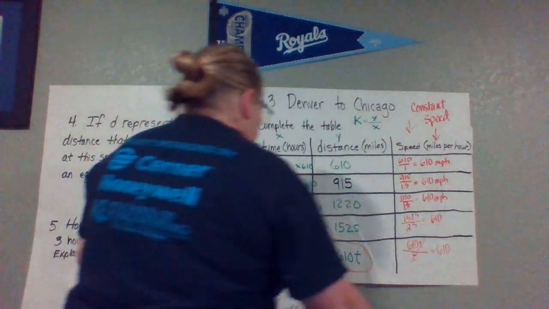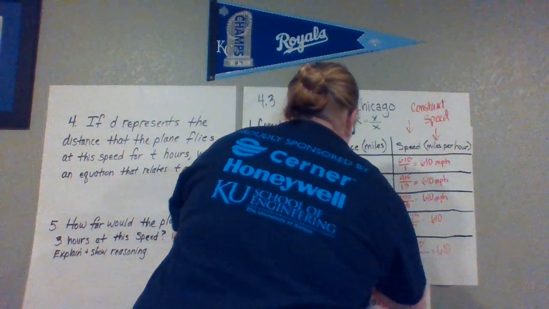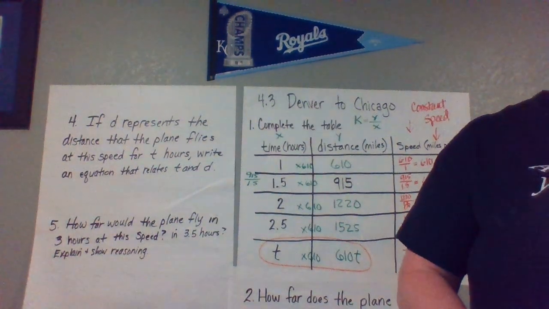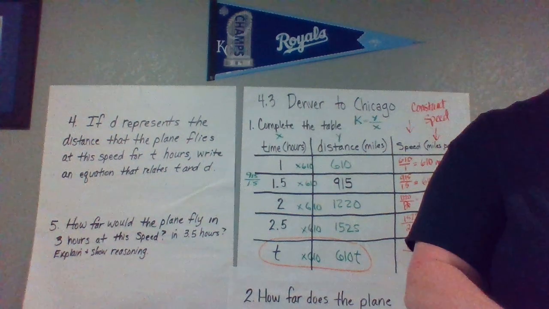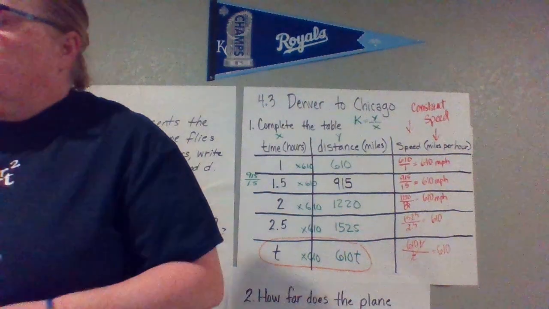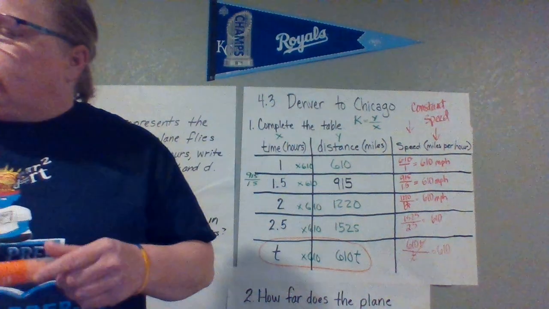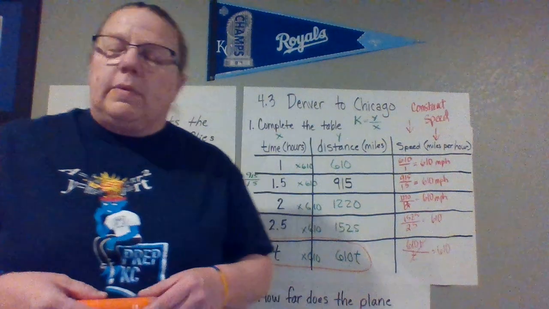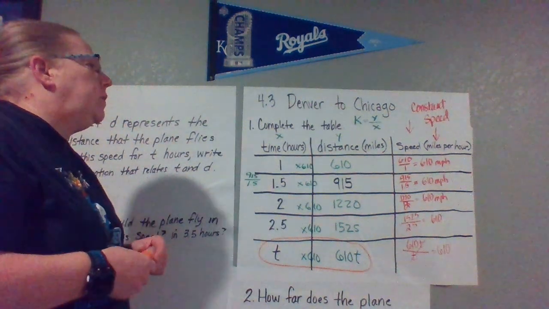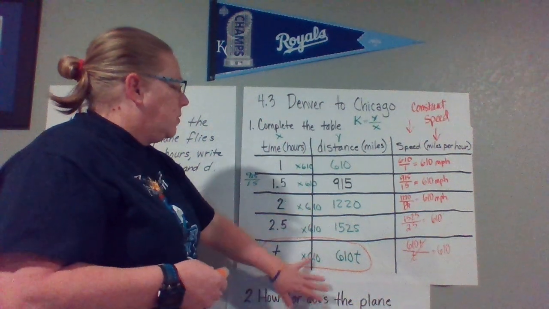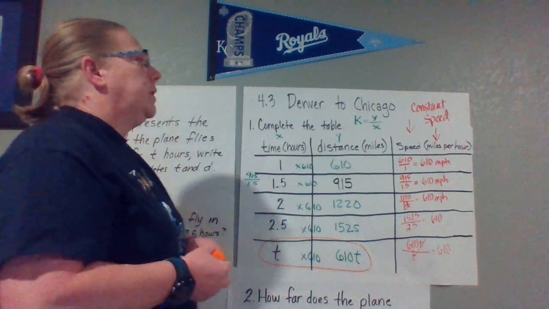Let's look at question 4. Question 4 says, if D, and they're talking about the variable D, we're going to talk about what that is in just a second. If D represents the distance that the plane flies at the speed for T hours, write an equation that relates T and D. That's the whole purpose of this unit: taking information from a table and being able to write our equation.